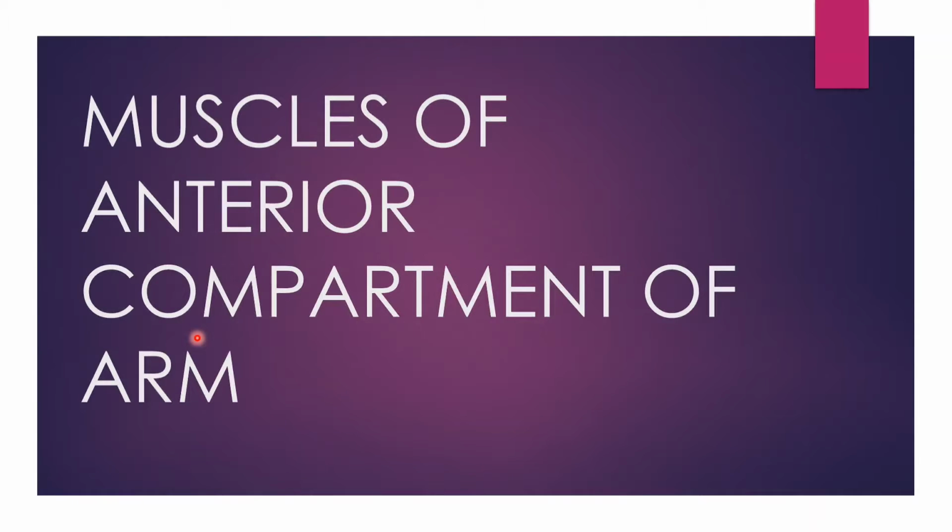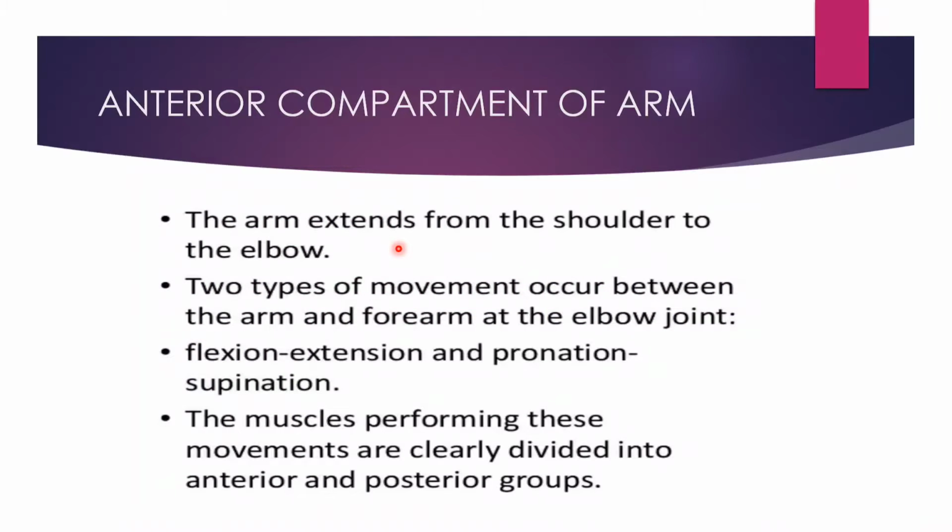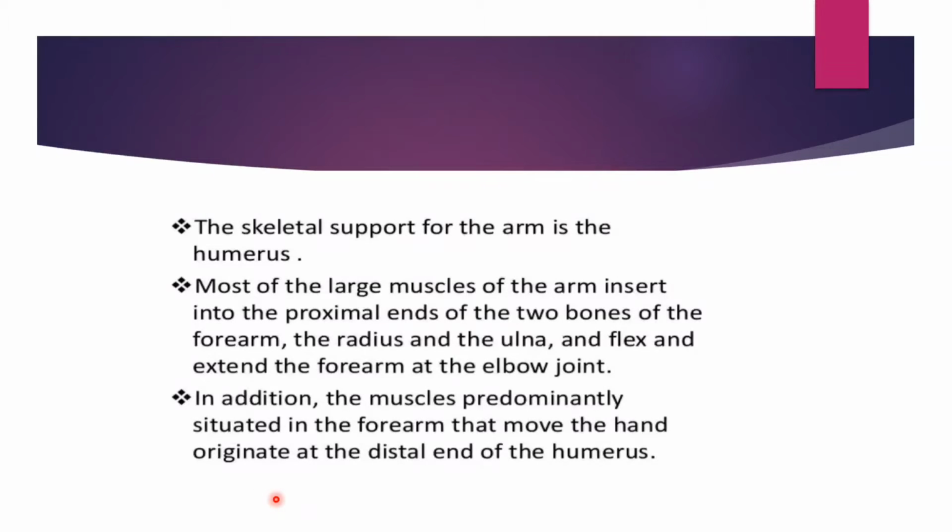Hello friends, today we will discuss the muscles of the anterior compartment of the arm. First of all, the arm extends from the shoulder to the elbow and it has movements such as flexion and extension, pronation and supination. The muscles of the arm are divided into an anterior group and a posterior group. Today we will discuss the anterior compartment of the arm, its origin, insertion, actions and nerve supply.